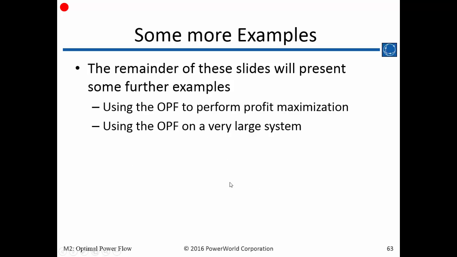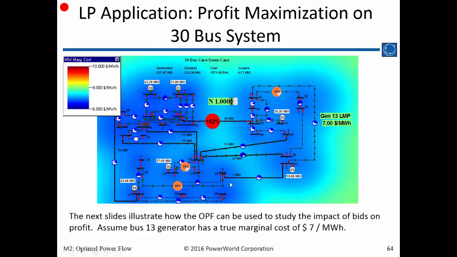So the remainder of the slides are just for information only, but just looking at other things you can do with the OPF. This first example is not one that we have as a hands-on example, but it was done, I think, for somebody's research at the university, a 30-bus test case where a generator at bus 13 is assumed able to adjust its bids and the rest of the system is static.